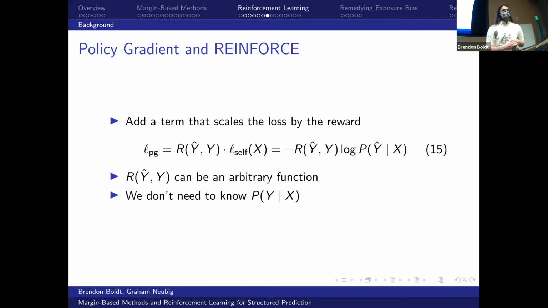And what we're going to do to get our reinforce objective is take our self-loss and multiply it by the reward.